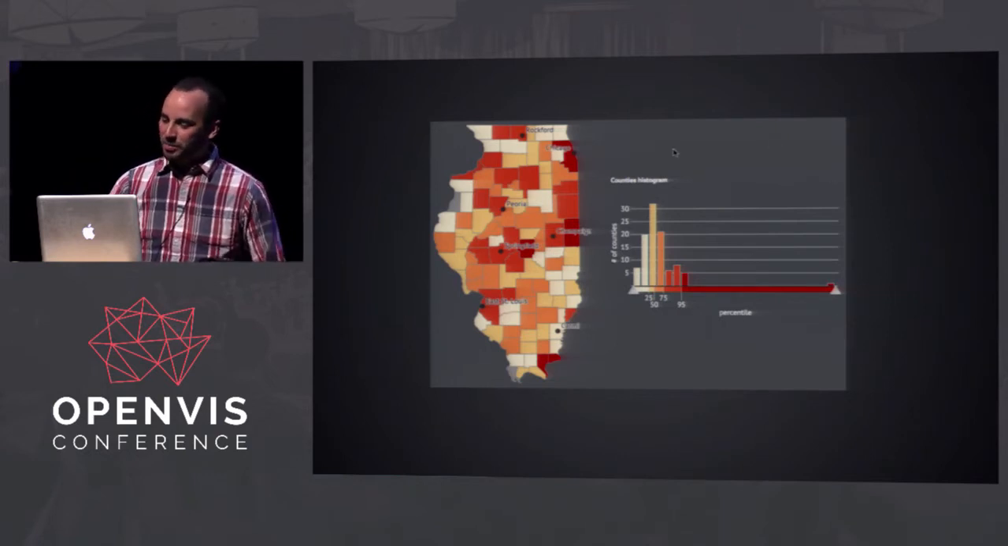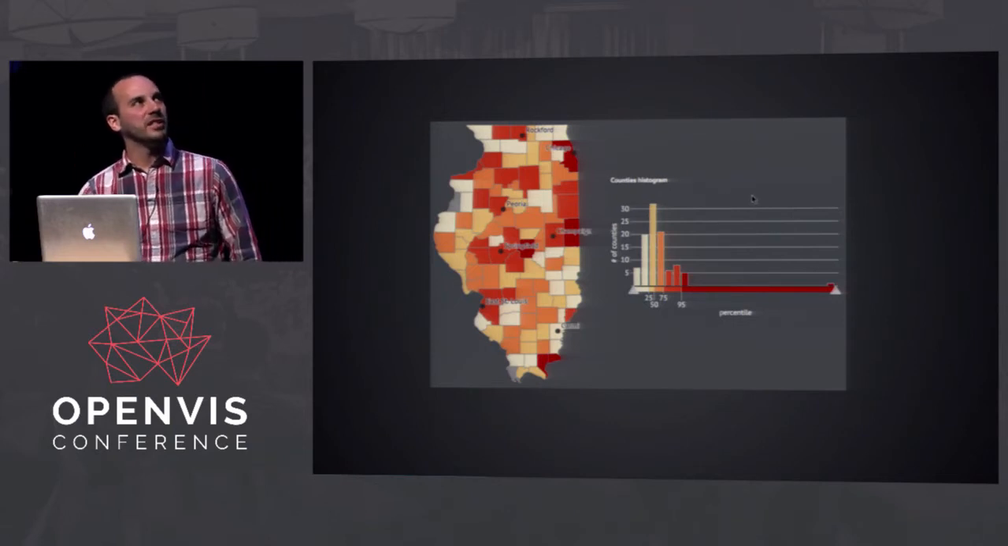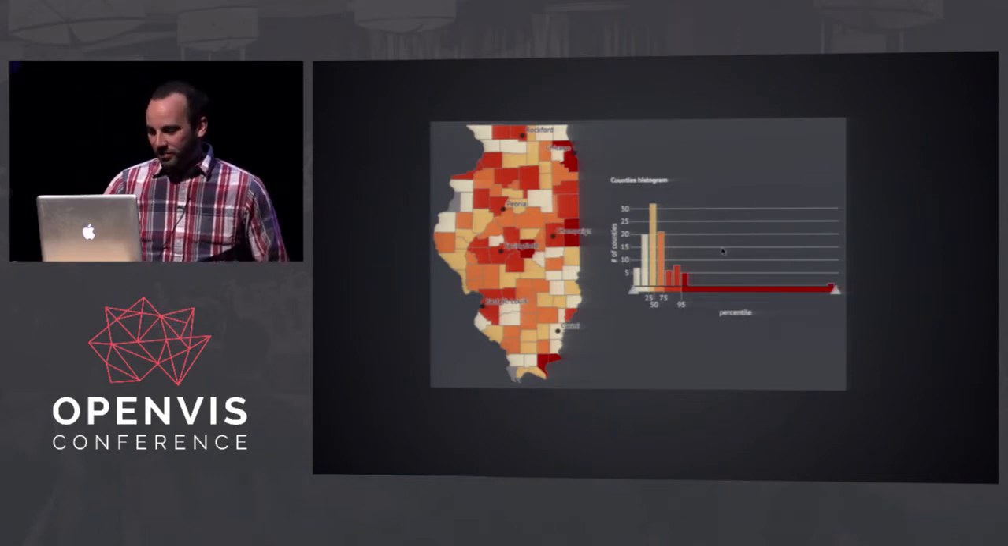So it's not a bad choropleth. Whatever, I don't remember what the variable is, but it's something per capita, I think. Anyhow, so anyway, that's just an example.